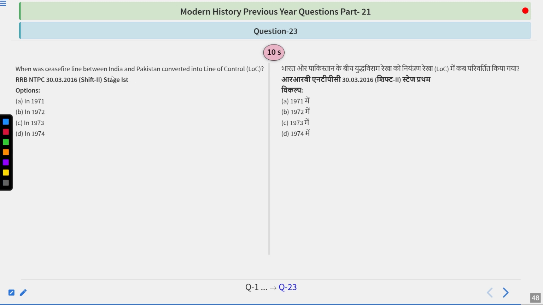When was the ceasefire line between India and Pakistan converted into the line of control? Options are 1971, 1972, 1973, or 1974. Try to think about it.